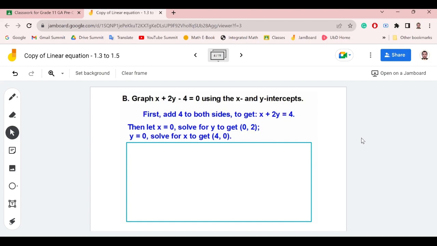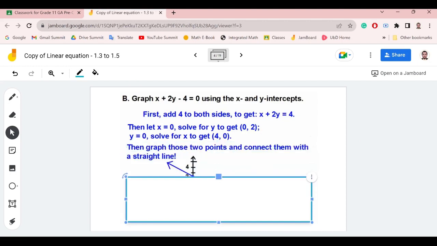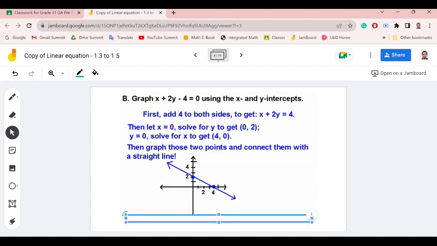So y will be equal to 2. Our first point is 0, 2. Then to solve for x, we need to replace y with 0. If we replace y as 0, x is equal to 4. So the second point is 4, 0. Clear? Then graph these two points and connect them with a straight line. It will look like this. Clear? Easy question.